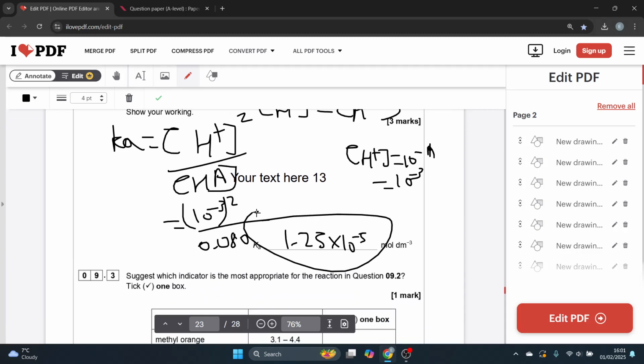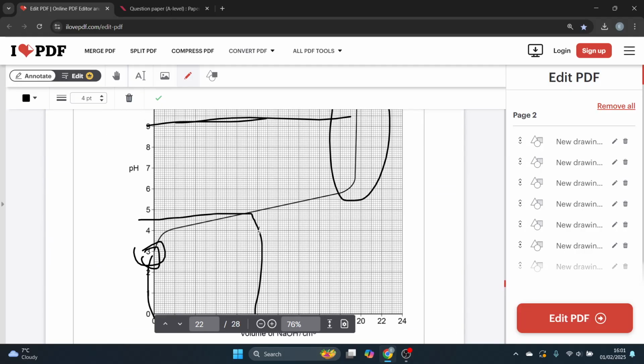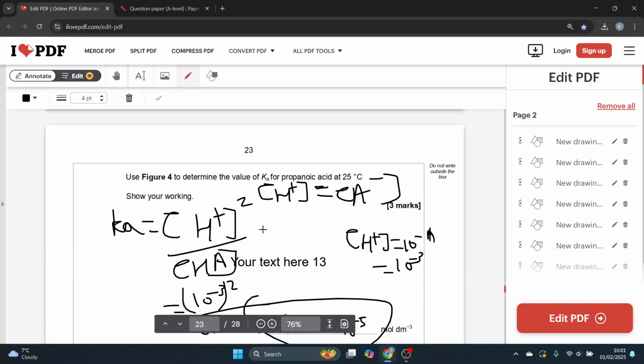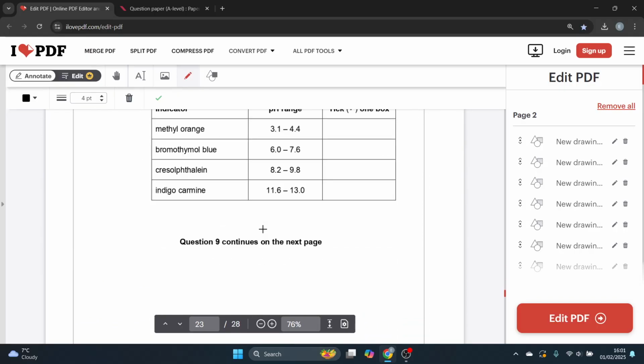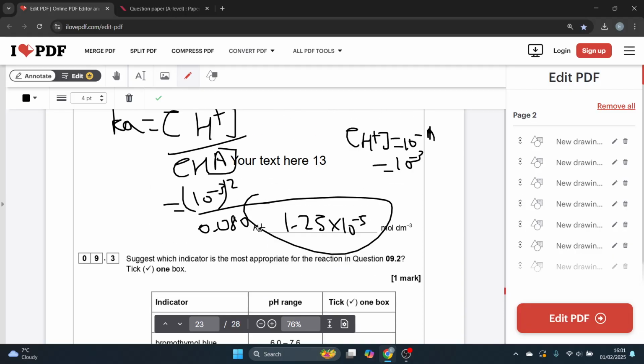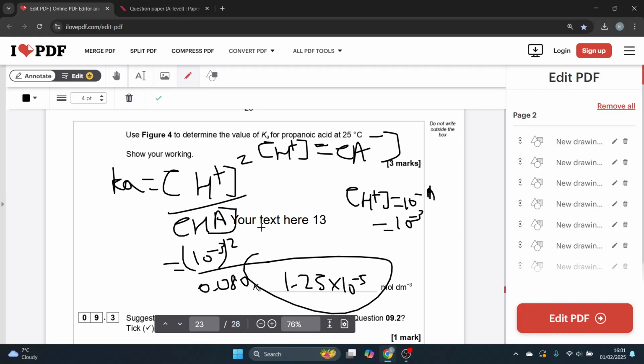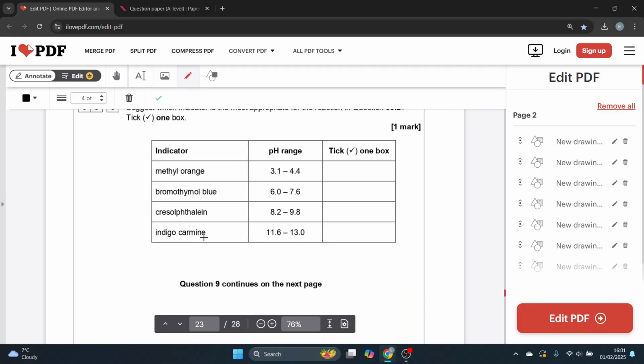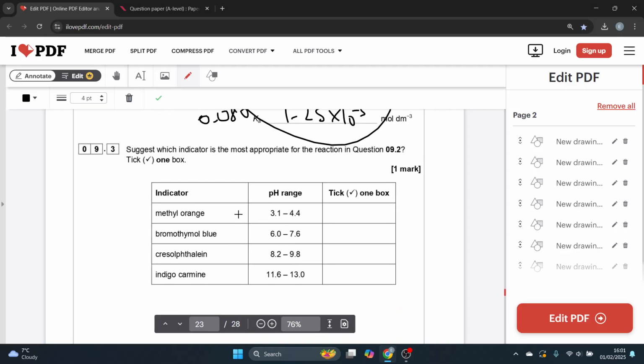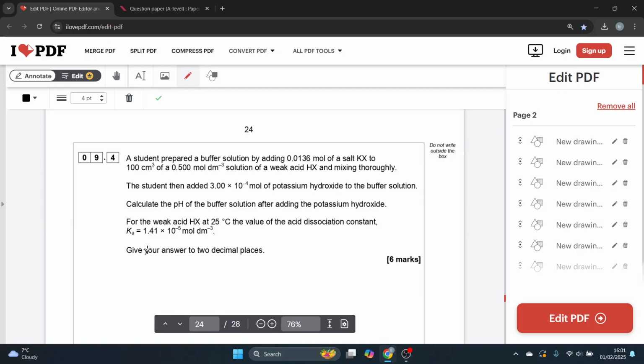Suggest which indicator is the most appropriate for the reaction, question 9.3. So if I look at the table here, obviously for 9.75, because I got a volume at half equivalence 9.75, so it's got to be in the half equivalence point indicator. So 9.75, so it's going to be cresol phthalein, because that's 8.2 to 9.8. 9.75 is in there.